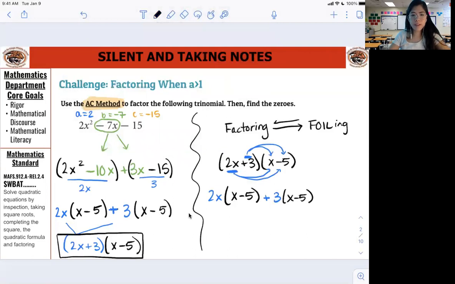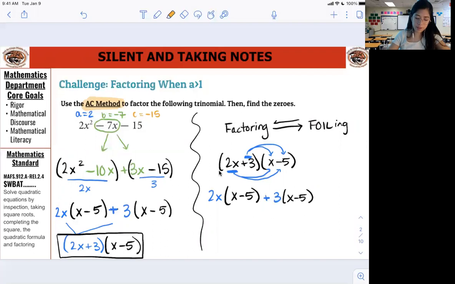Notice that that's exactly the same thing that I have over here. You guys see that? Wait, you just broke it apart. Yeah, I broke it apart. That's exactly what I did.